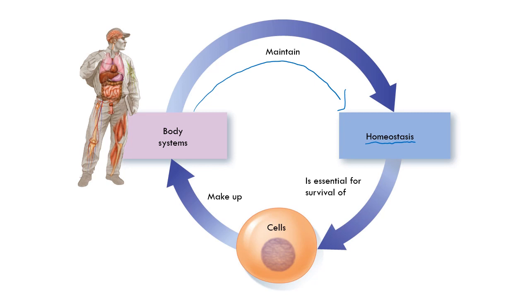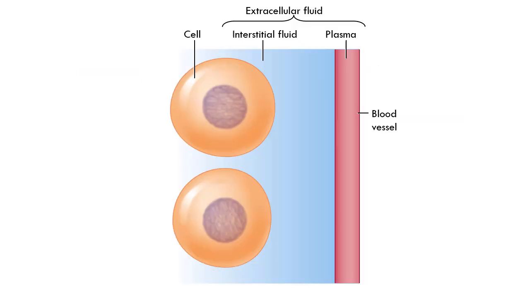And so the cells themselves, individual cells, if something is going off, if something is too elevated or something is too decreased in terms of levels, those cells themselves may end up dying off, which then disrupts the body systems and doesn't allow us to maintain homeostasis. And so this process has to be maintained at all times.